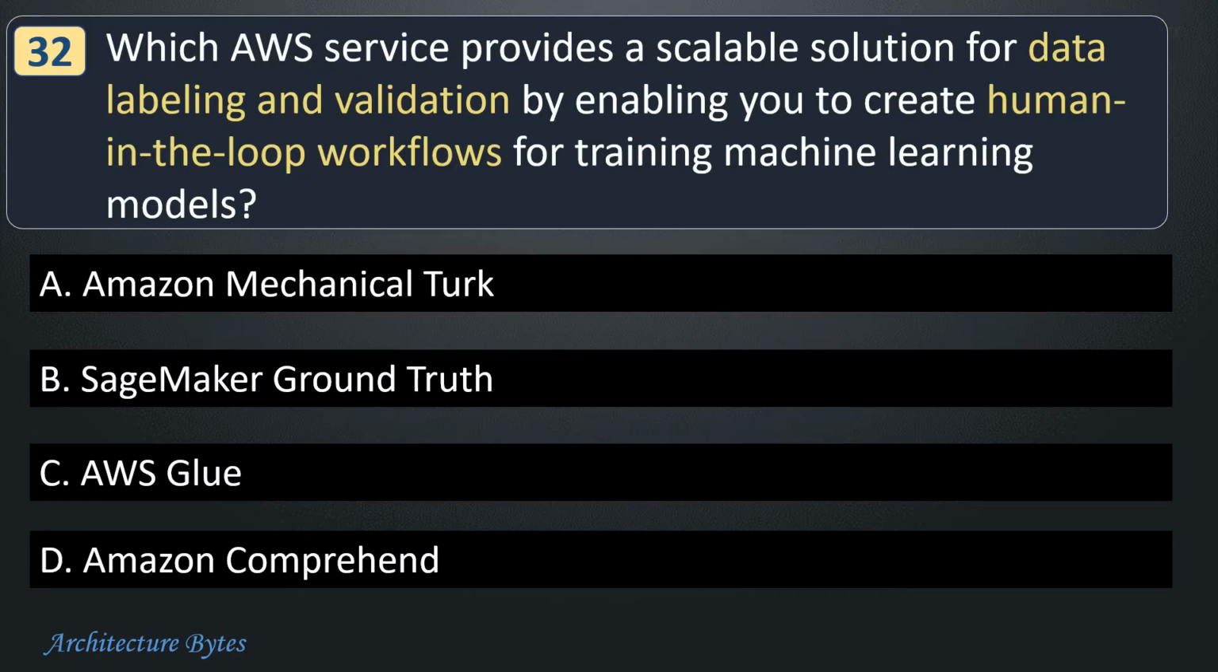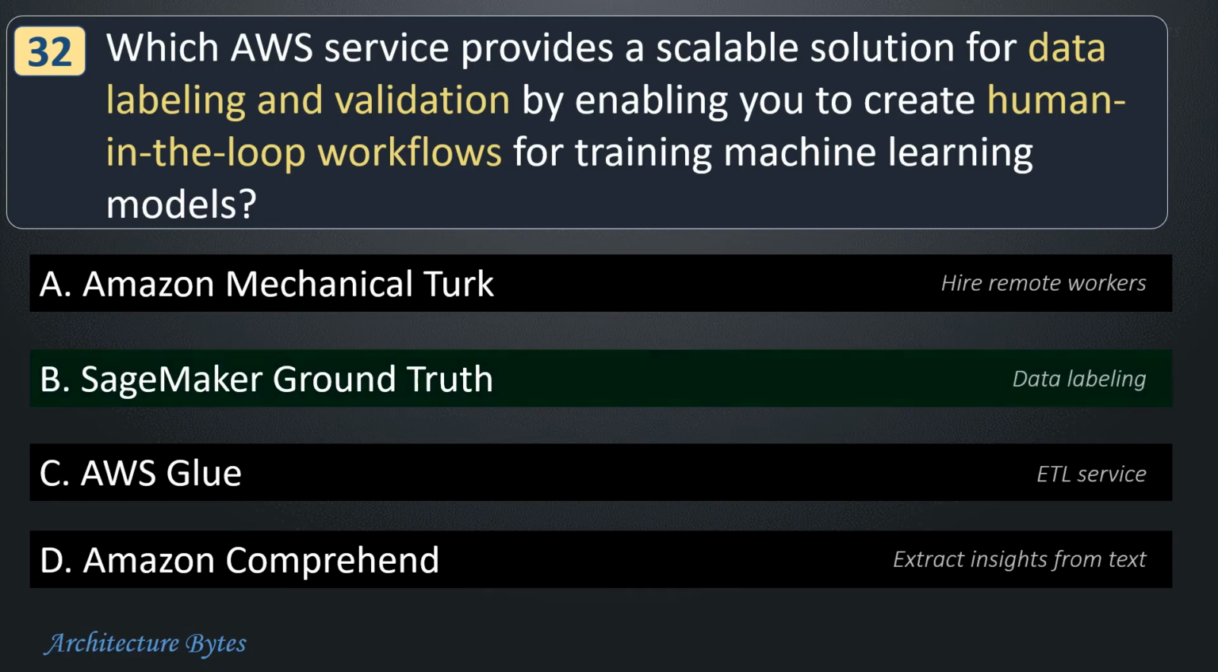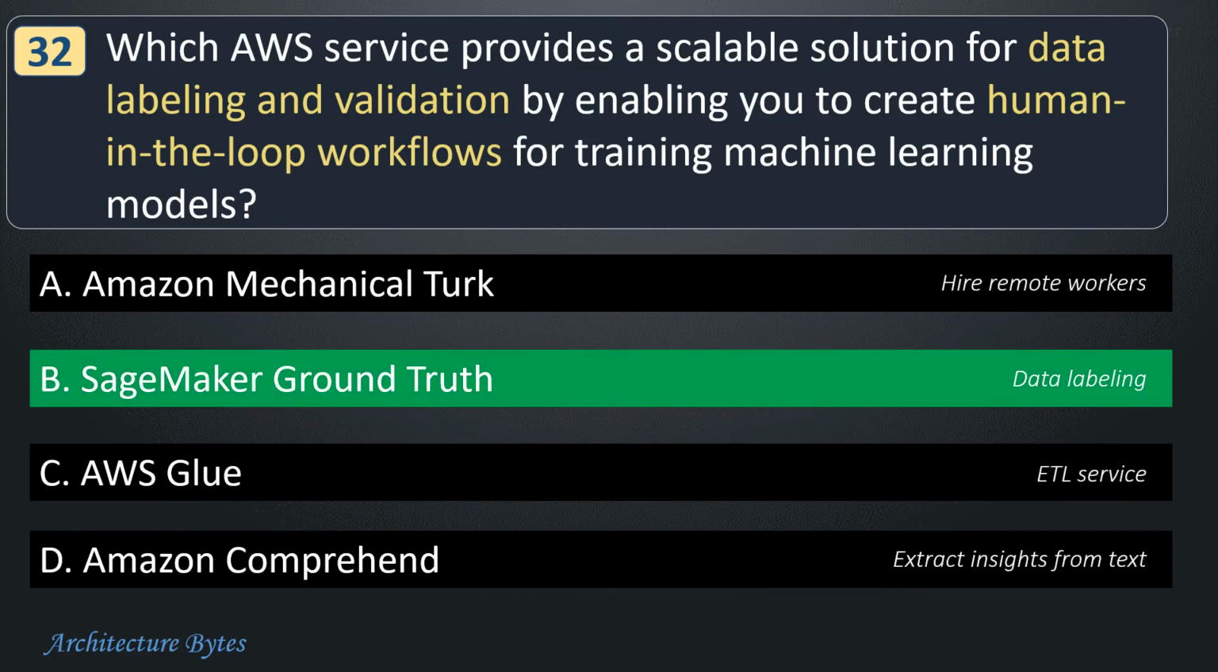Which AWS service provides a scalable solution for data labeling and validation by enabling you to create human-in-the-loop workflows for training machine learning models? Our options are Amazon Mechanical Turk, SageMaker Ground Truth, AWS Glue, or Amazon Comprehend. Option B, SageMaker Ground Truth, is the right answer here. It is a managed service for data labeling that combines automated labeling with human review for machine learning datasets.